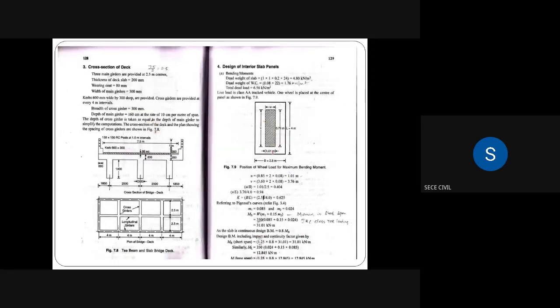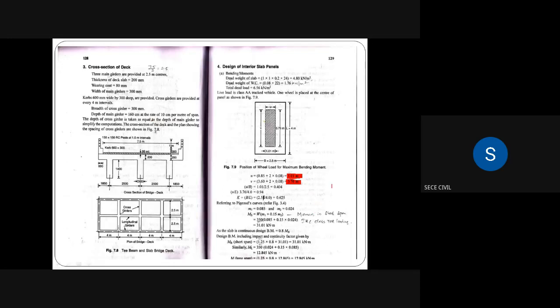Okay, here 0.85. 850 mm is nothing but 0.85 meter. We have to consider the thickness also, wearing coat thickness. See here, 0.85 plus 2 into 0.08, the wearing coat thickness. So total U value, U is nothing but the width only, with dispersion. So 1.01 meter. Similarly, V is 3.6 plus 2 into 0.08, 3.76 meter.